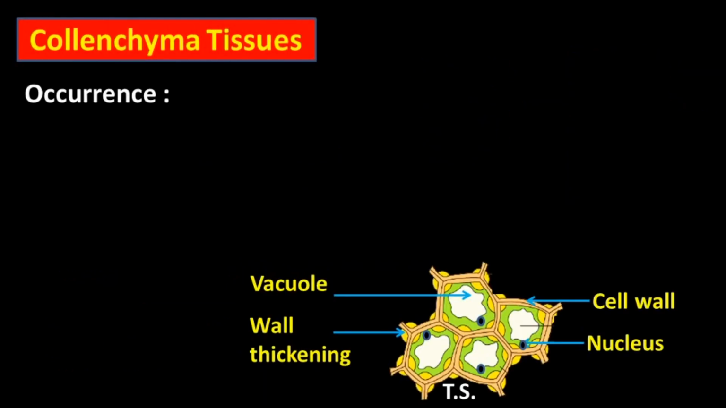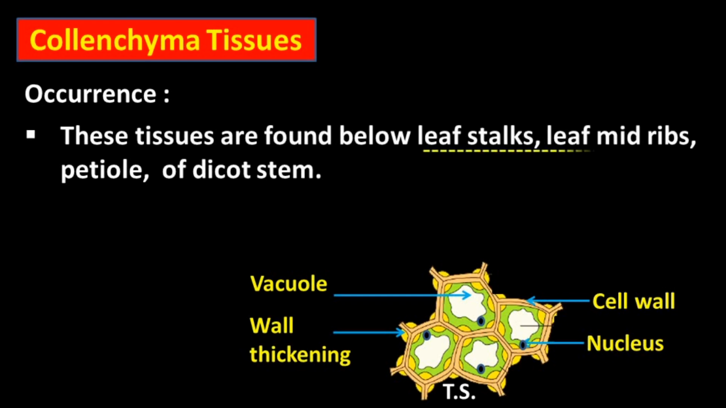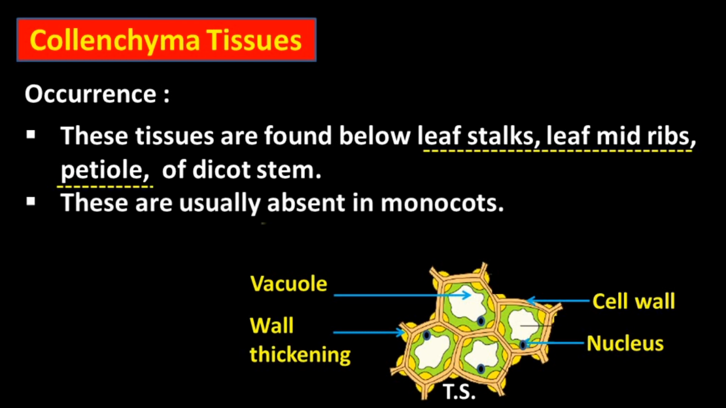कहाँ पे मिलते हैं collenchyma tissues? They are found below leaf stalk, leaf midribs, petiole of the leaf of the dicot stem. They are found in petiole of the leaf, leaf stalk and leaf midrib. These are usually absent in monocot plants. They are only present in dicot plants.